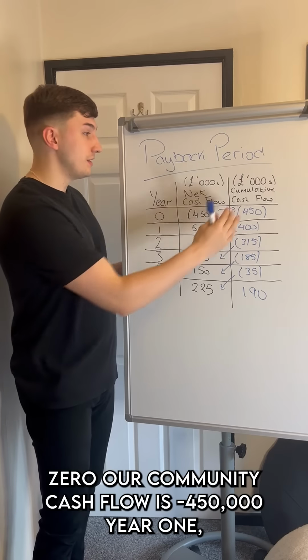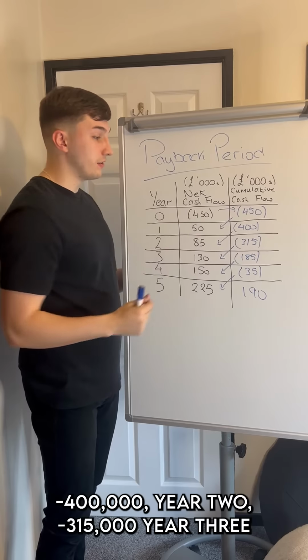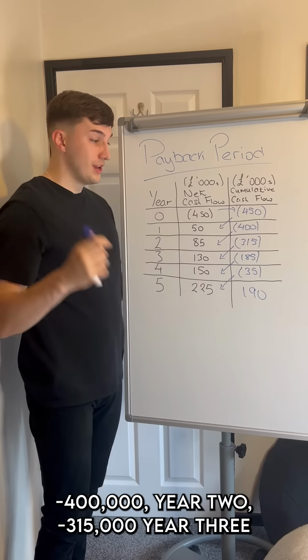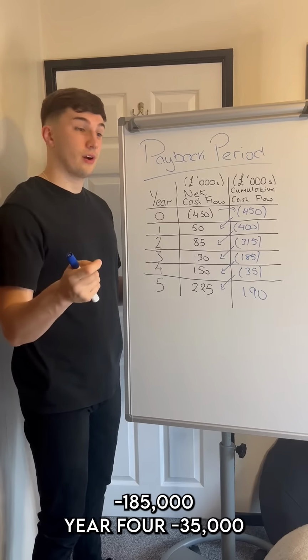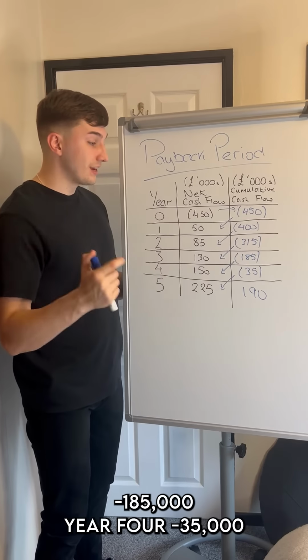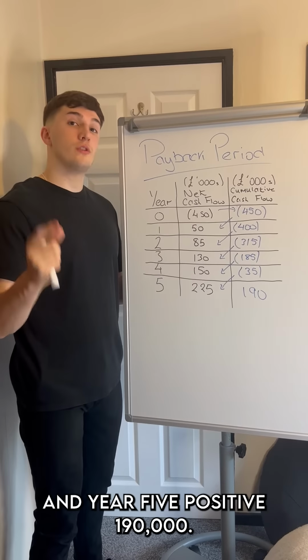So we can see in year 0, our cumulative cash flow is negative 450,000. Year 1, negative 400,000. Year 2, negative 315,000. Year 3, negative 185,000. Year 4, negative 35,000. And year 5, positive 190,000.